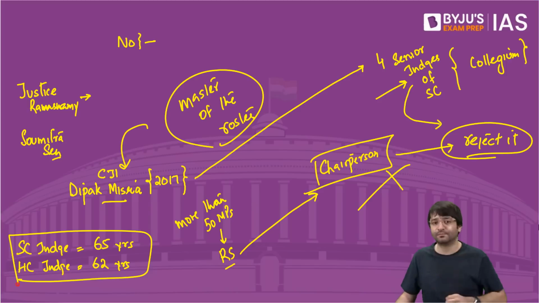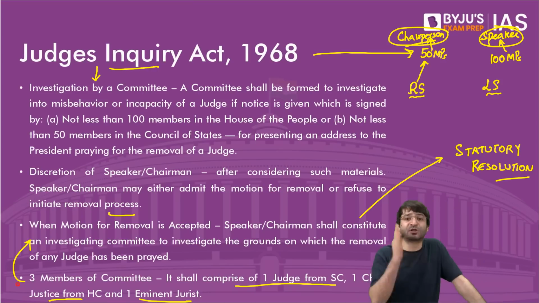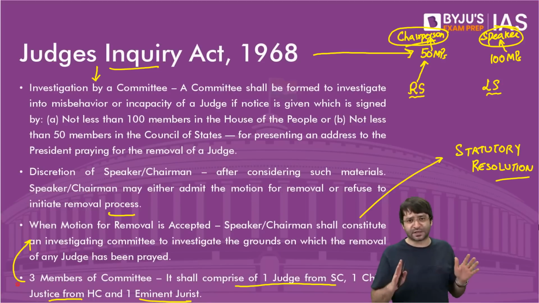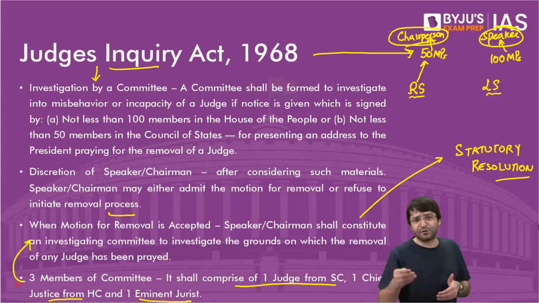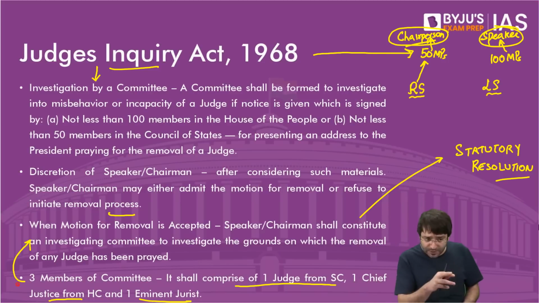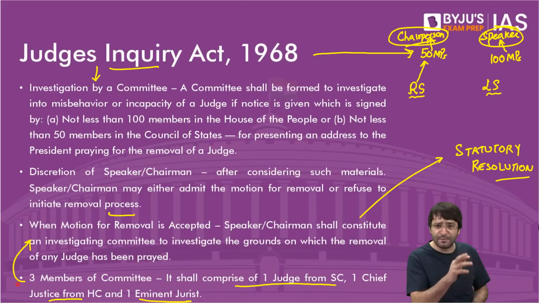But this is to be proved. Where? In Parliament. The Judges Inquiry Act says the process that you need to follow is this. If Lok Sabha wants to initiate this process, 100 members have to write to the speaker. If Rajya Sabha wants to initiate this, 50 members will have to write to the chairperson. And now the chairperson will have the discretion either to admit this motion or to reject it. If it is admitted, then a 3-member committee will be set up, which will investigate all these allegations of misbehavior and incapacity. And basis that report, now there will be voting.